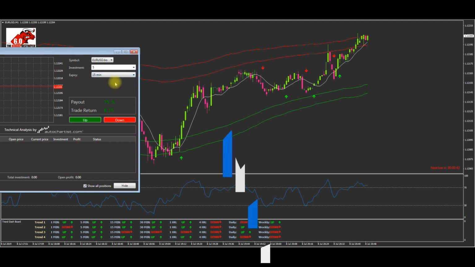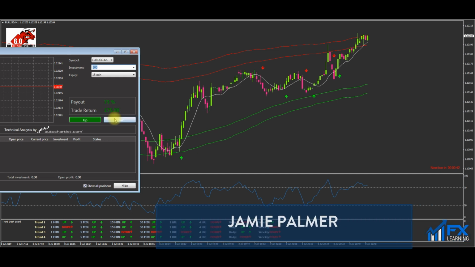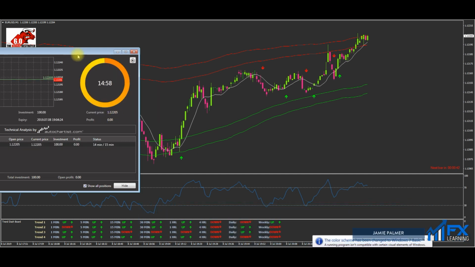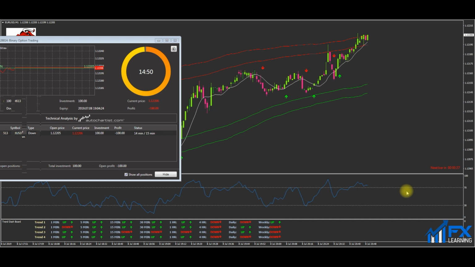Hi everyone, watch EURUSD drop right now. I'm going to go for a £100 trade. Okay, I took this a little bit early. I was waiting for the close below the moving average and obviously a signal arrow, but I just want to kind of show you a really good setup.